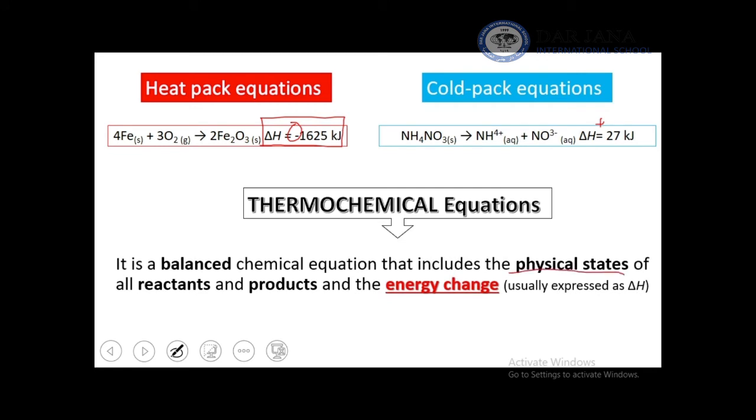Any equation, whatever that equation is, that is first balanced and includes the physical change states and the amount of energy or the energy change. If these two pieces of information are included with a balanced equation, we call it a thermochemical equation. So this and this, they are thermochemical equations.